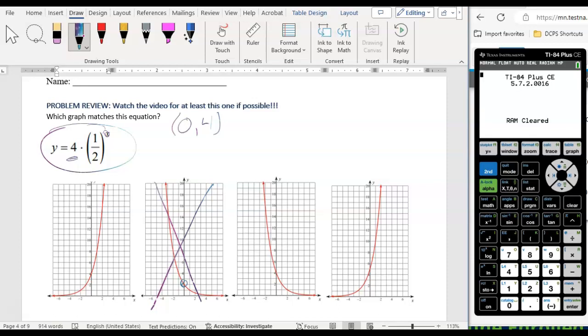We can also look at the type of equation it is, and in this case, this exponential value is a decay value. It's going down because we're multiplying by 1/2. So we should see a line that is going down or decreasing. The only one that remains that is doing so is this one right here. It crosses at the 4, which is great, and then it is going down, so it is a decay function.